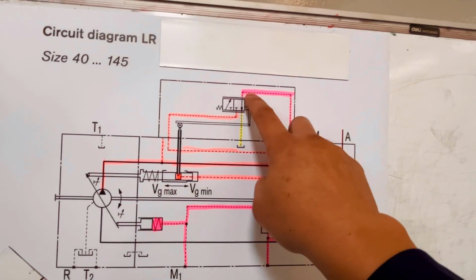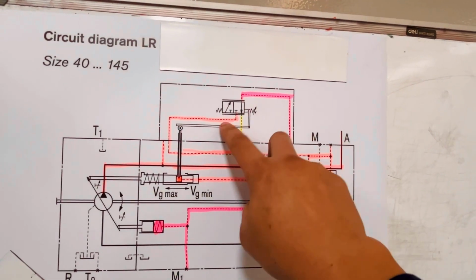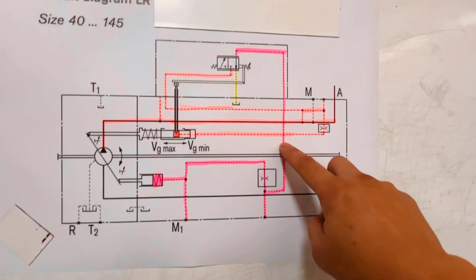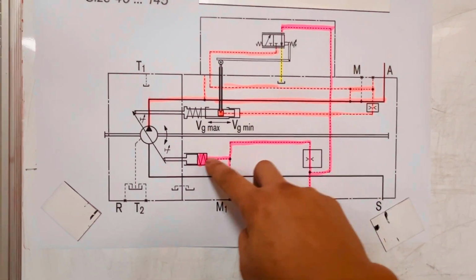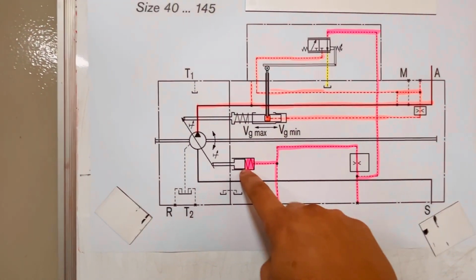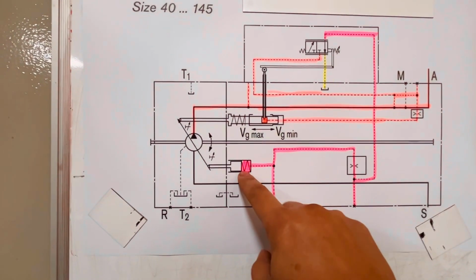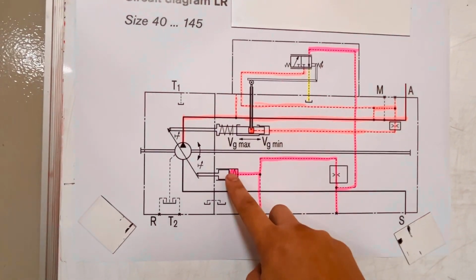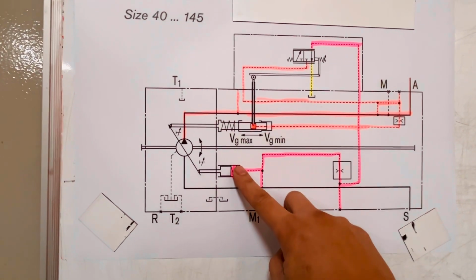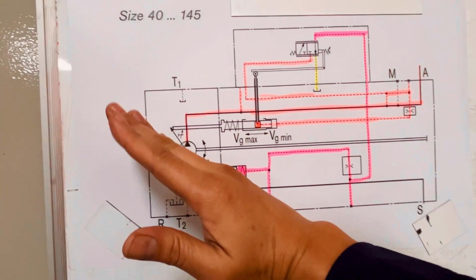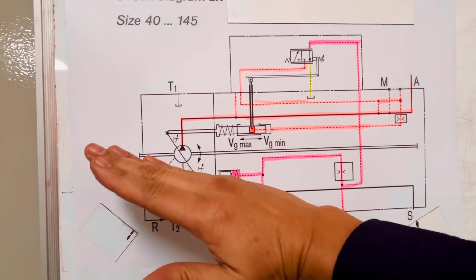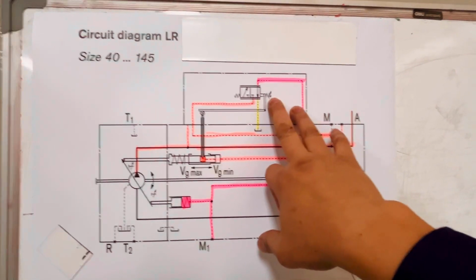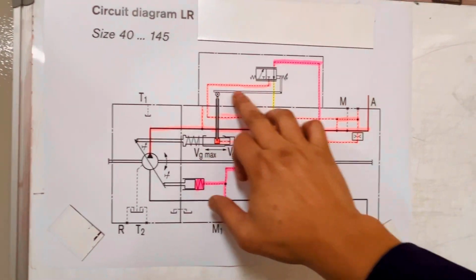P, T, A. Once that moves, P and A open. So system pressure connects to your de-stroke piston, because the area of the de-stroke piston is bigger than the stroke piston. So it overcomes the force, and the displacement will now regulate from maximum to minimum displacement, depending on the setting of your kilowatt.